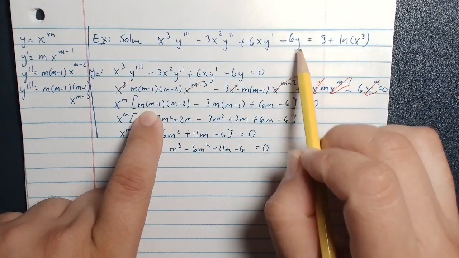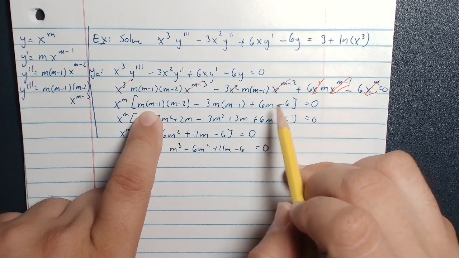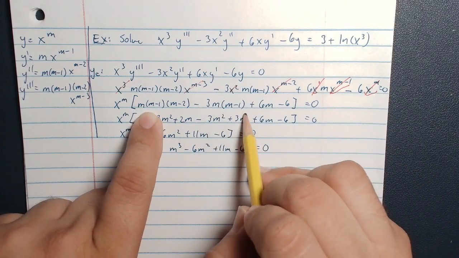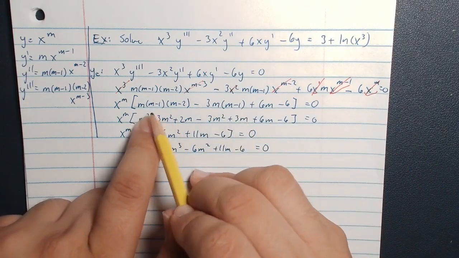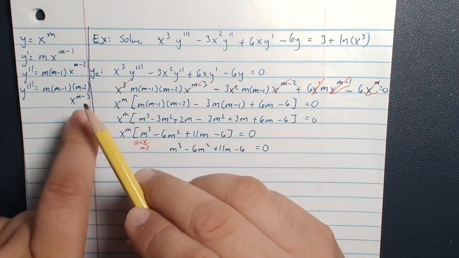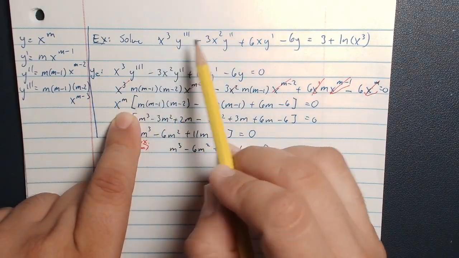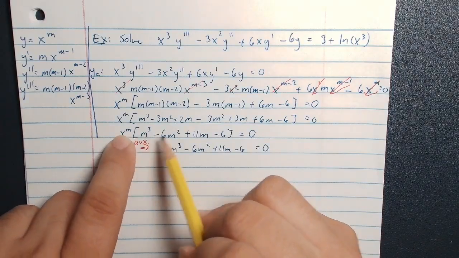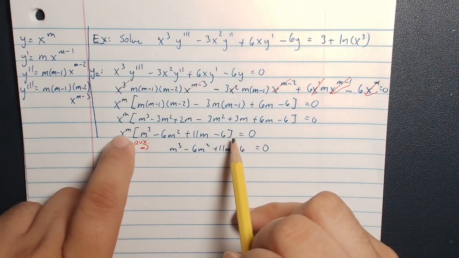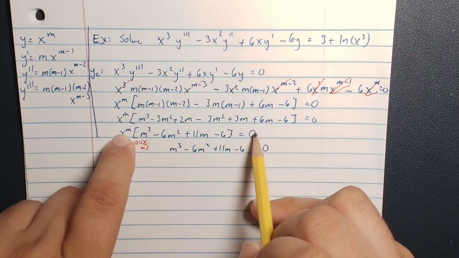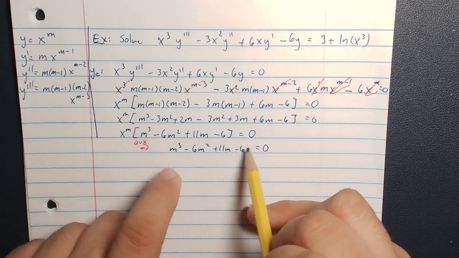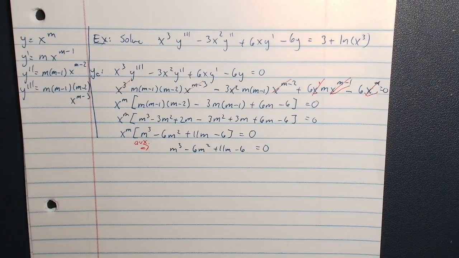First one, the one with the y has no m, and then from there it's m, and the next one is m times m minus 1. The next one would be m times m minus 1 times m minus 2. And the x to the m part, all these x's factor out, and because of the restriction on the domain of this, they don't give you a solution. So this is the part that gives you your auxiliary equation.